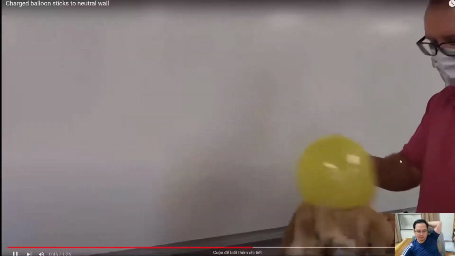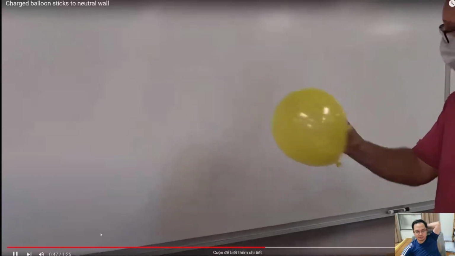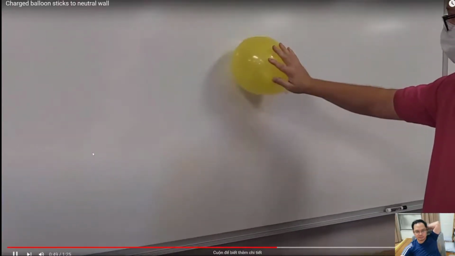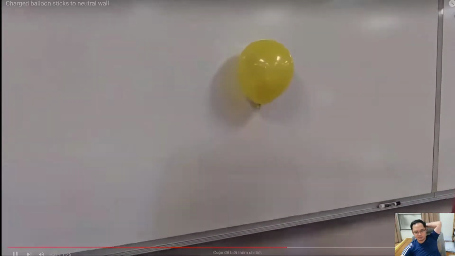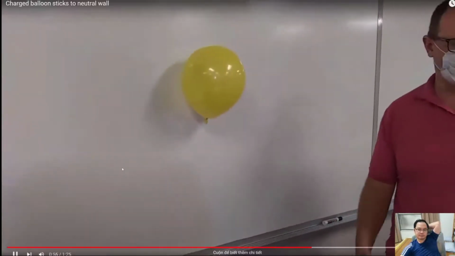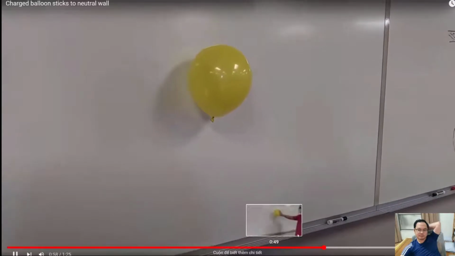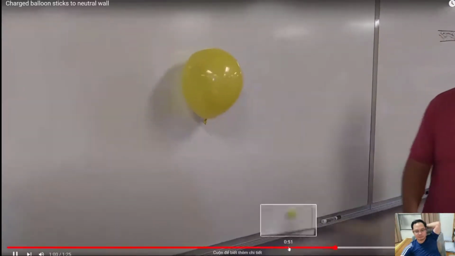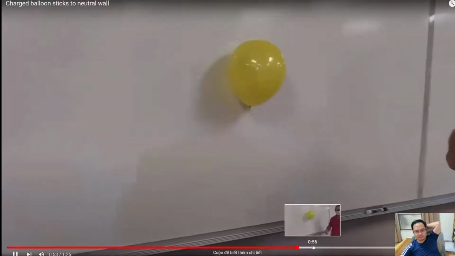Now I am going to touch it to here. This is an electrically neutral wall, and now we have excess charge on the balloon. Hopefully, it actually stays this time. There, and it sticks. So I want you to try and explain why that works. There is a common misconception in physics.